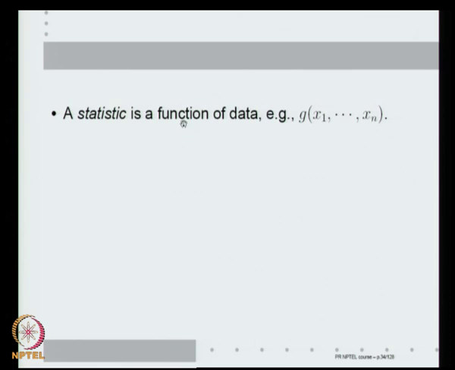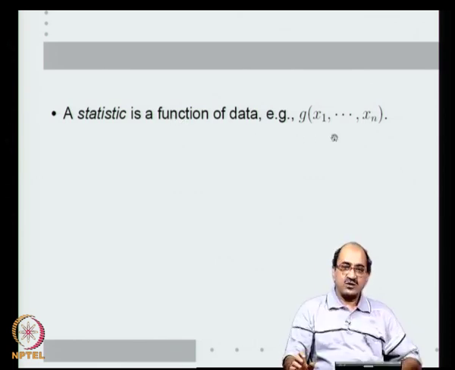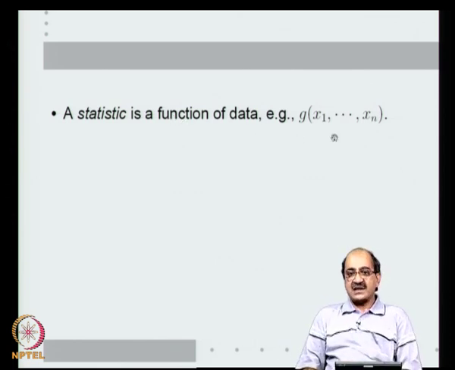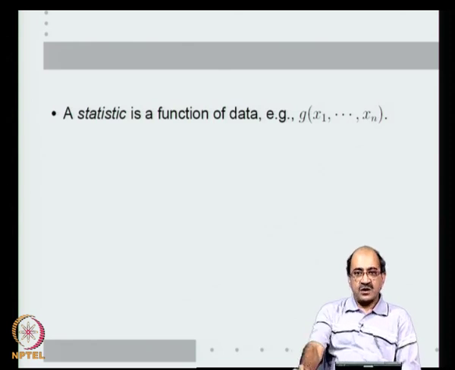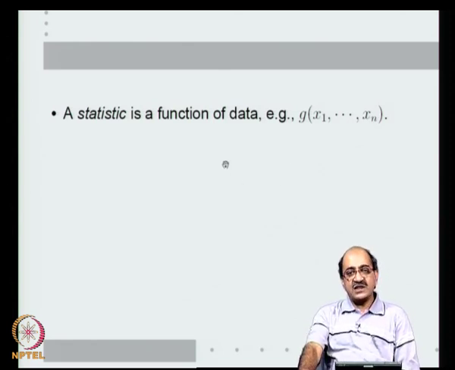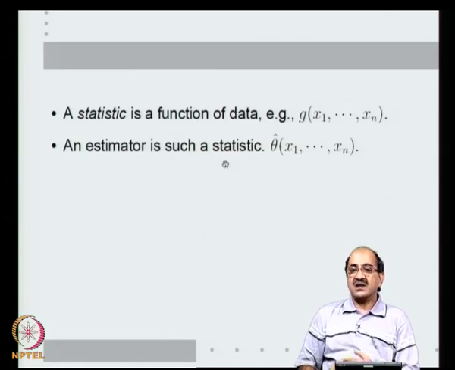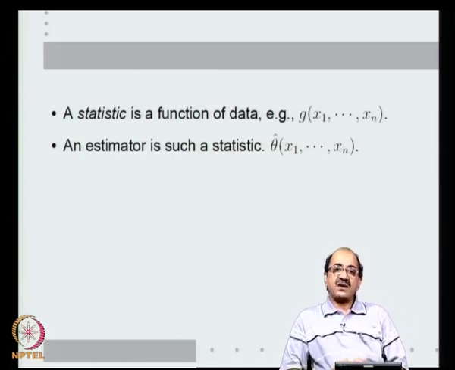Now, a statistic given data is any function of data. So, if I am given data samples x 1 to x n, any function of the data samples x 1 to x n is called a statistic. Okay. So, essentially when I want to estimate a parameter, it is a statistic. Given the data, I am giving you what the parameter value is. So, the estimator essentially is a function that maps the samples to parameter values.